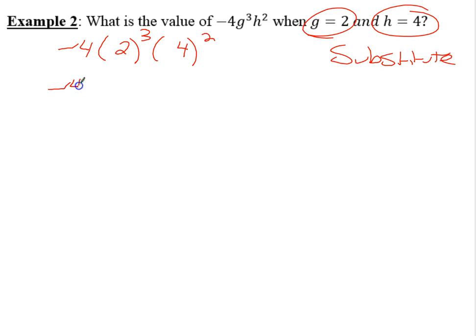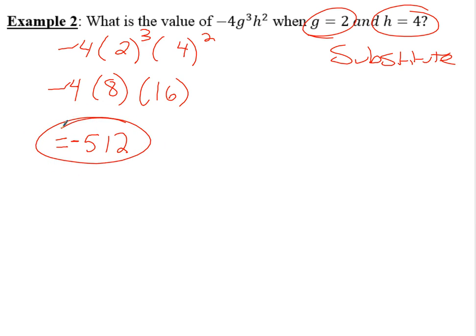So negative 4, that's just going to stay outside. We're going to do the positive 2 cubed, which is 2 times 2 times 2, which gives us 8. And then 4 squared gives us 16. And now we are just going to multiply from left to right. So we can type that in our calculator, negative 4 times 8 times 16, which will give us an answer of 512, and it's going to be negative.